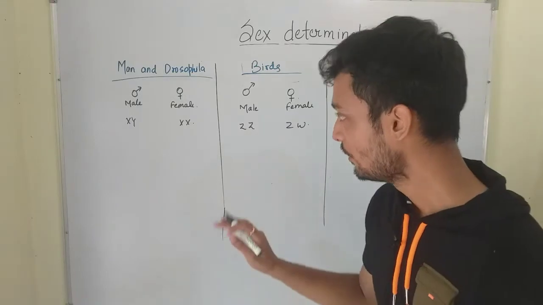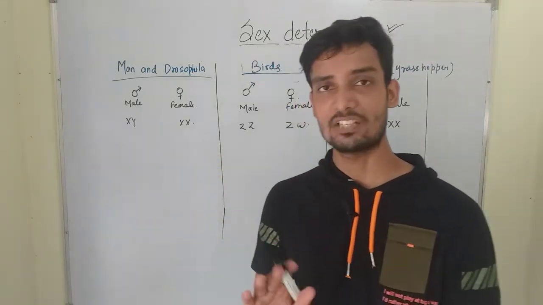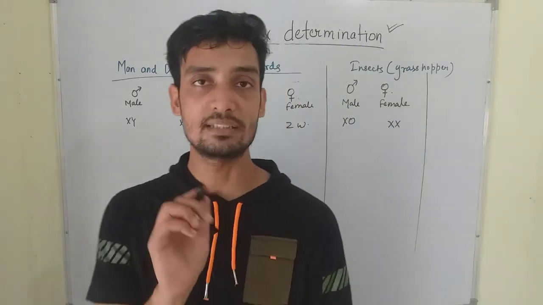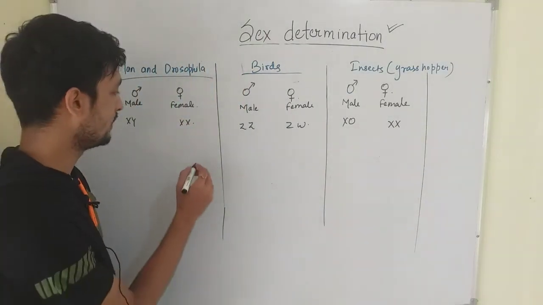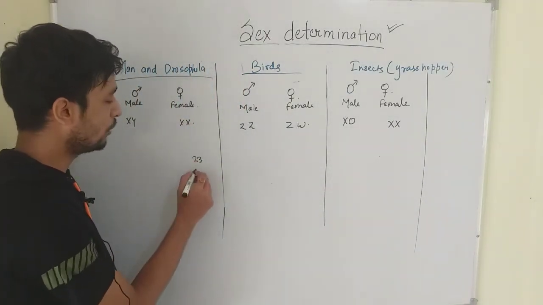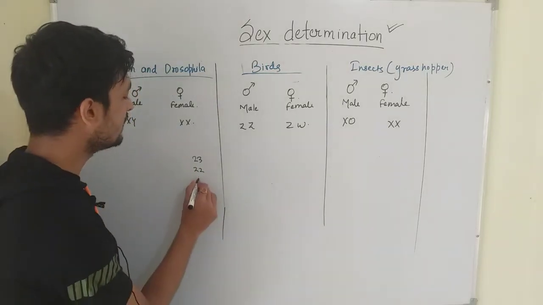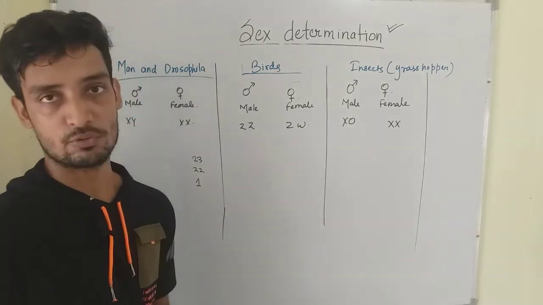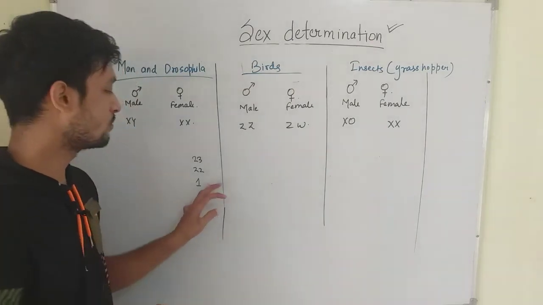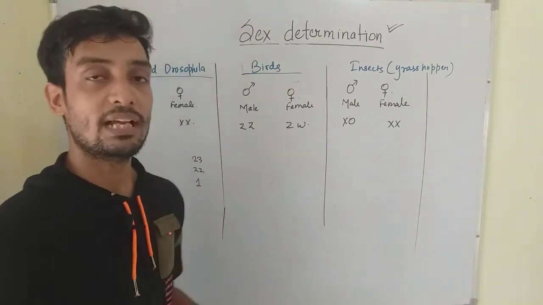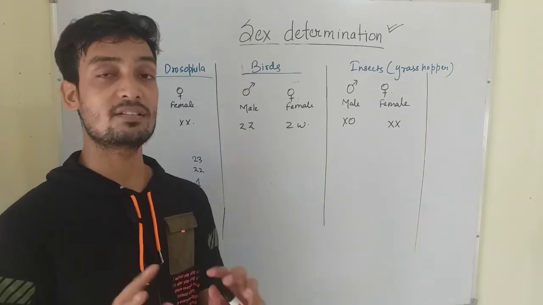As we all know, in human beings there are 23 pairs of chromosomes, out of which 22 pairs are autosomes and one pair is the sex chromosome. So this one pair of chromosomes will decide the sex of the individual or the sex of the fetus.